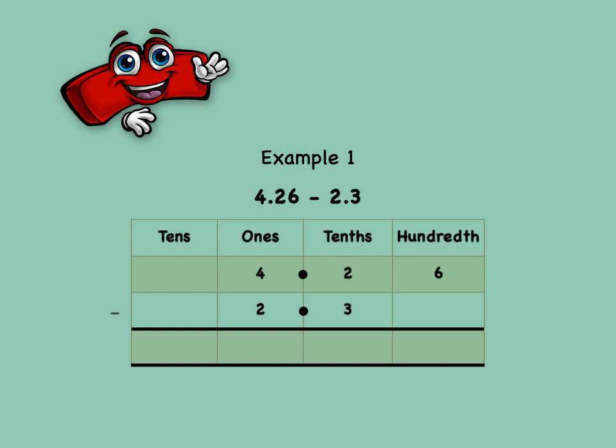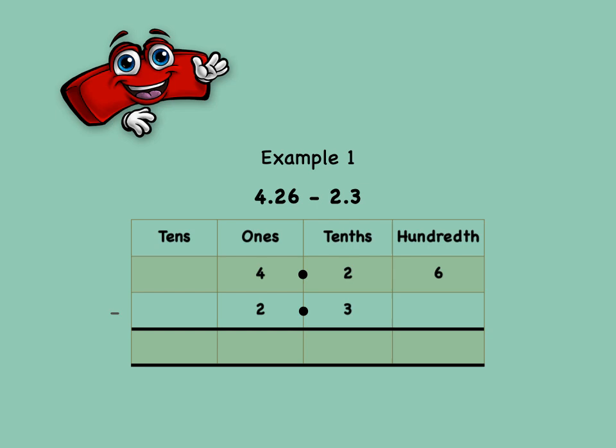Example number 1, 4.26 minus 2.3. As you can see here, I give you the place value chart. This is just to get started so you can see where each digit goes according to its place value. All right, just to guide you for the beginning. Okay, we put 4 ones there. Don't forget to put the decimal point. 2 tenths, 6 hundredths. So 4.26, and then we put the next number below it, 2.3, 2 ones and 3 tenths.